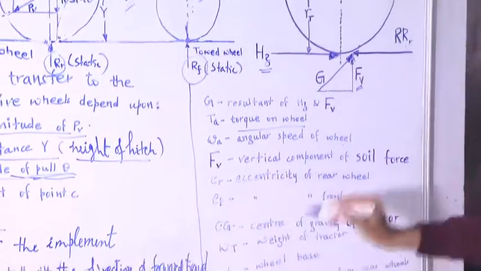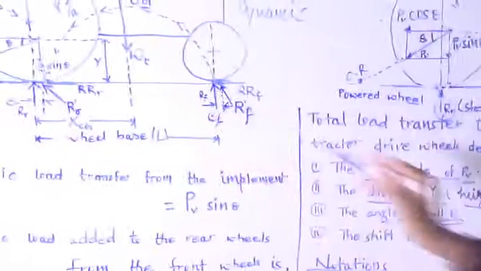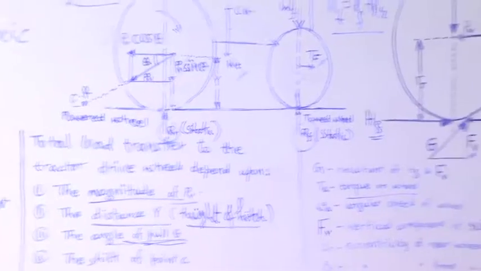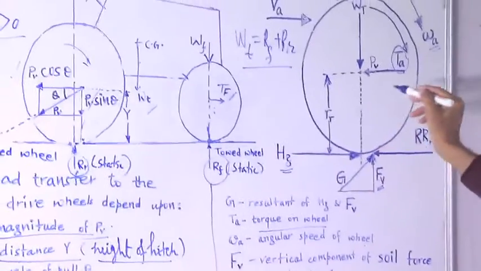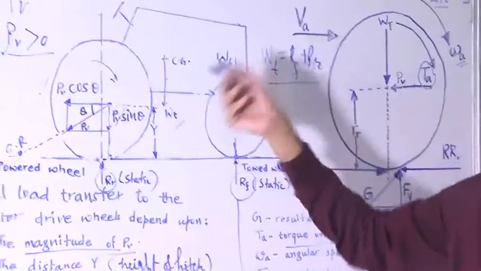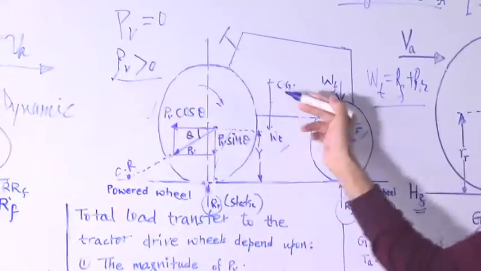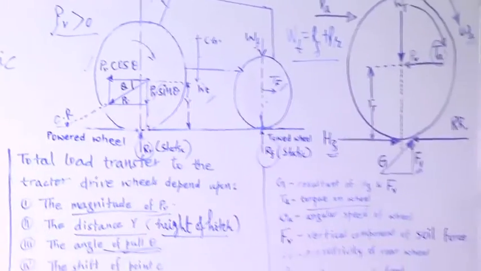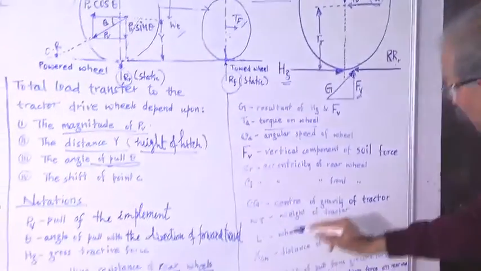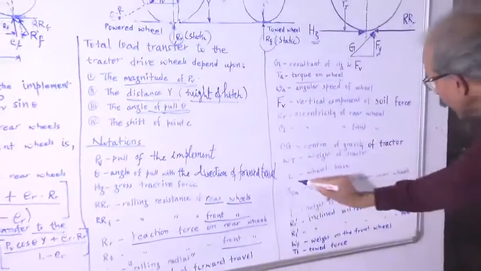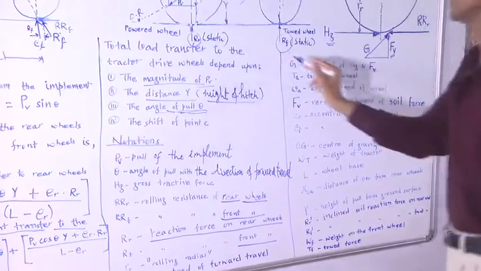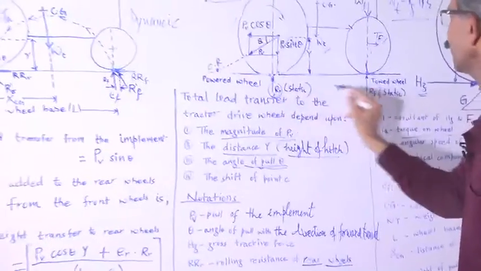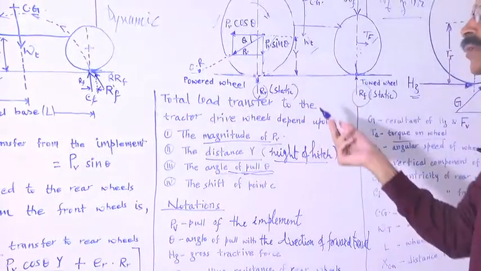Then ER and EF, as I have told you here, EF and ER, these are the eccentricities in the front and rear. CG is the center of gravity of the tractor, in fact tractor chassis that we call it, at both the locations which I have shown here as well as this location here. Weight of the tractor WT which is shown already. L is the wheel base. Well, this is the distance which is known as wheel base. I have already explained at several locations.